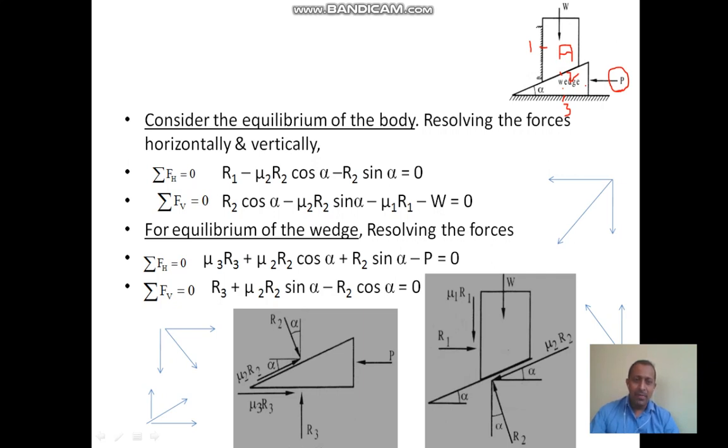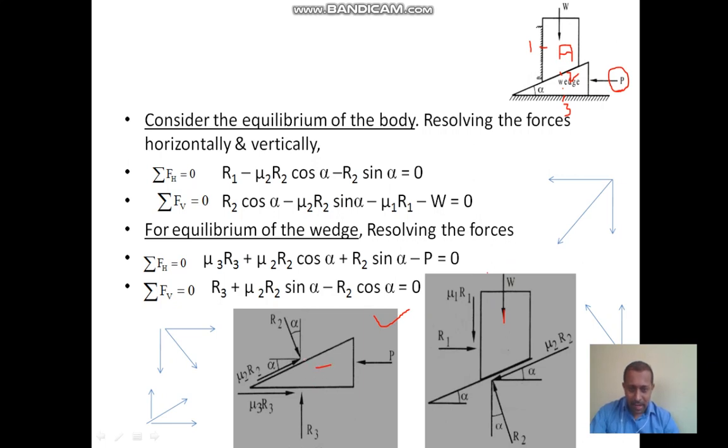First, initially identify which body will move first. So here we can identify that the wedge will move first. Initially, let us draw the free body diagram for the wedge. Here is the free body diagram for the wedge. So this is the wedge shape.